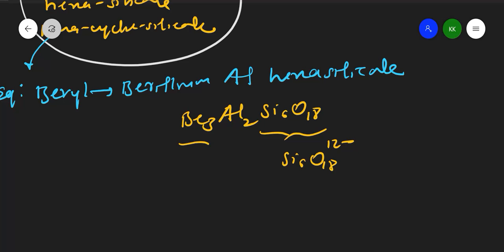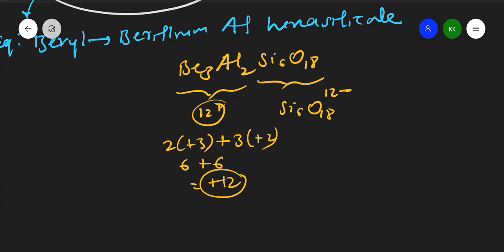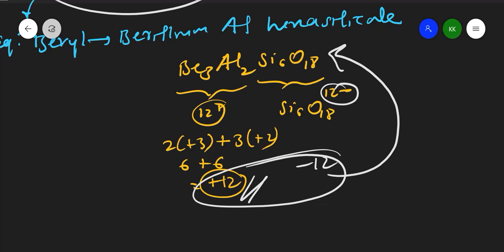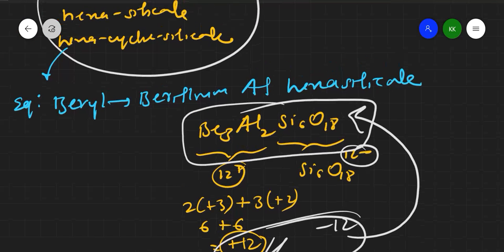So here we should have 12 plus. How will I get 12 plus? Aluminum is plus 3, right? So 2 into plus 3, because 2 aluminums are there, plus beryllium 3 into plus 2, as beryllium charge is plus 2. So 6 plus 6 is nothing but plus 12. So plus 12 here and 12 minus here, so it will form a neutral compound, that is Be3Al2Si6O18. So we call it beryl, right?